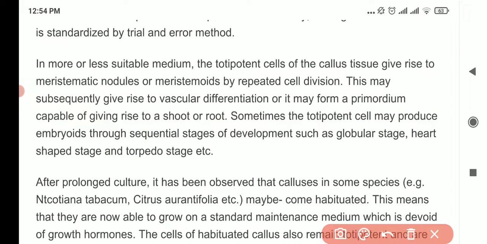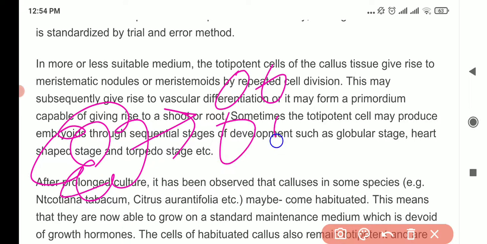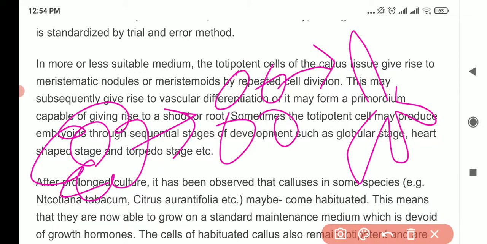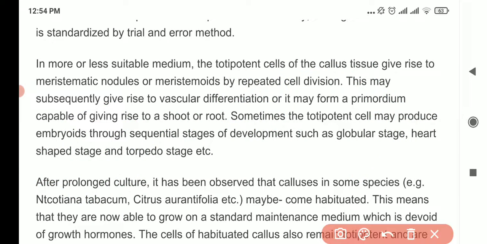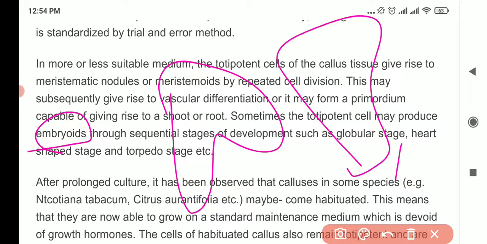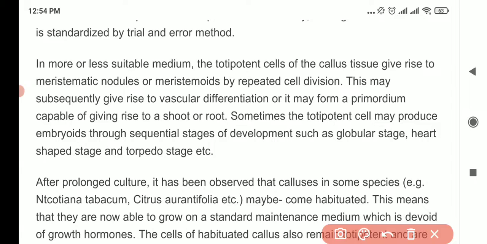So first you are getting callus, then you are getting meristematic cells, then from this meristem you are getting the shoot or root primordium. Primordium is the first root or first shoot. Sometimes you can also observe that those totipotent cells are giving you embryoids. Remember that heart-shaped embryo, torpedo-shaped embryo, you've already studied it with Miss CM. Then next.